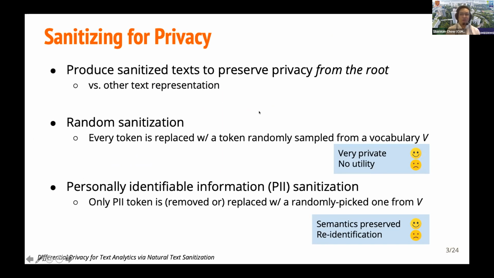We consider this from two aspects. One is about text representation. And for this, I don't need to motivate too much the need for a special approach, because, for example, the simple approach of removing PII won't work due to sophisticated re-identification attacks.